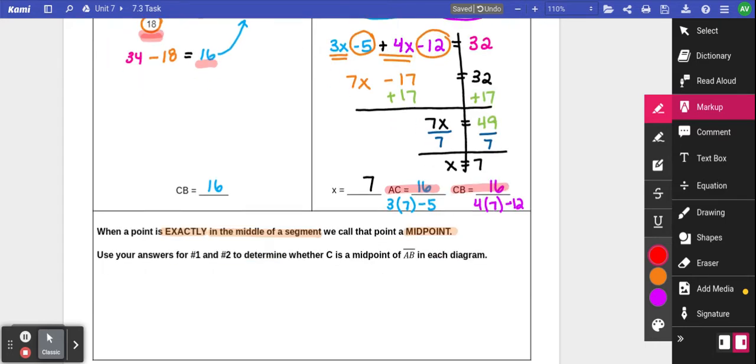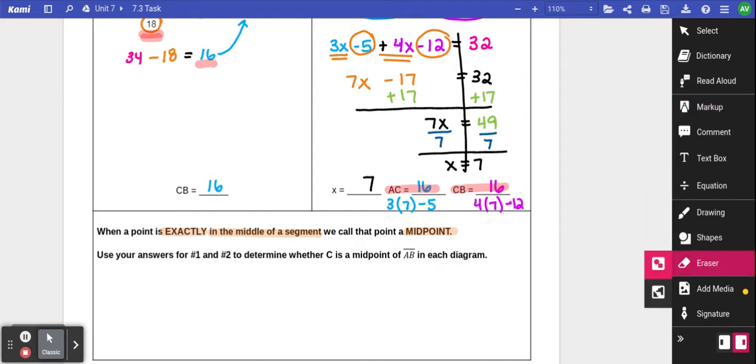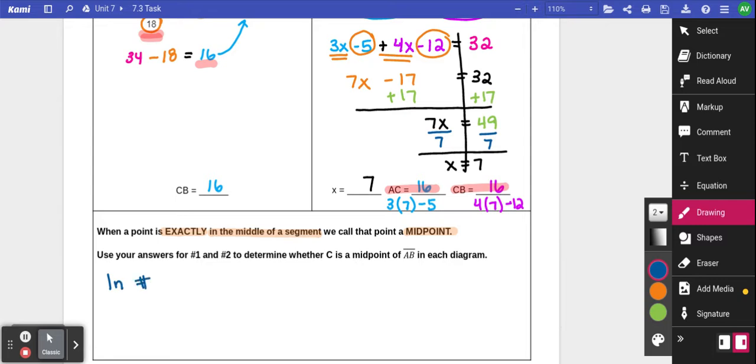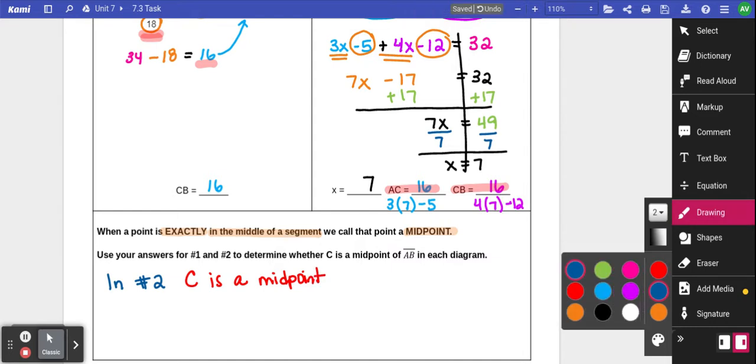That means that in problem number 2, point C is a midpoint because the length of AC is equal to the length of CB. So C must be exactly in the middle.